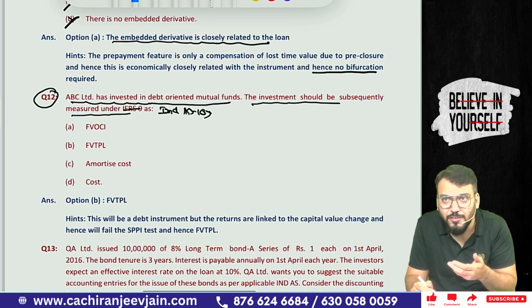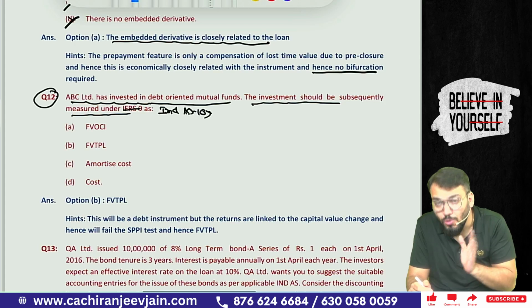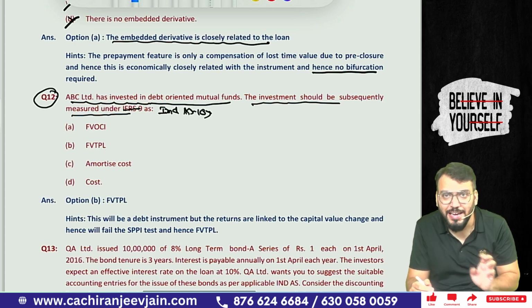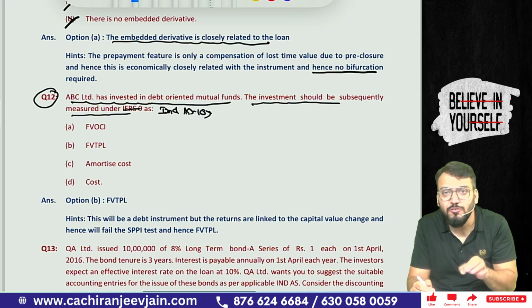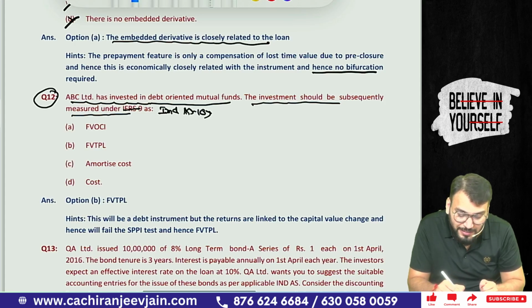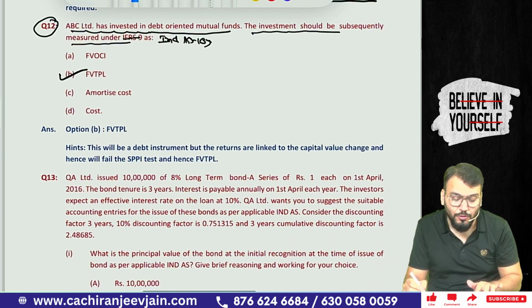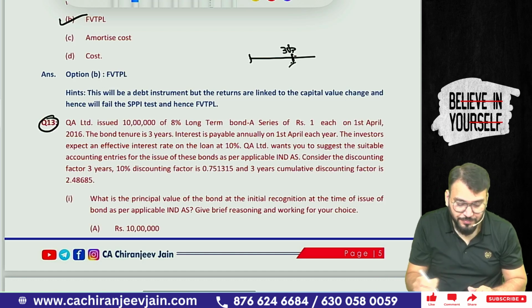when we have invested in a mutual fund, the mutual fund will get the entire amount only when we have sold, meaning when we have realized that amount. So there are no contractual cash flow characteristics, and whenever the contractual cash flow characteristic is not satisfied, it will be measured at FVTPL. Option number B will be correct. Question number 12, you understood? Good question. Chalo, let us do question number 13.